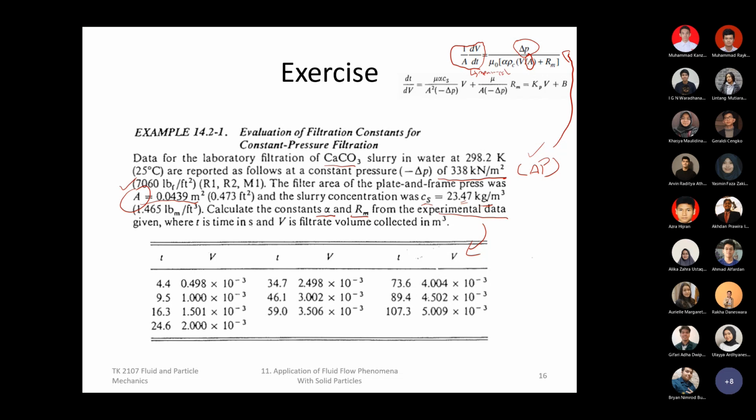Now, what we don't know with this kind of data is what is the Rm and what is the alpha. Those are the calculated variables. Mu can be taken from the properties of the system itself. And then what else? Density can be taken from the viscosity and density of this calcium carbonate slurry.